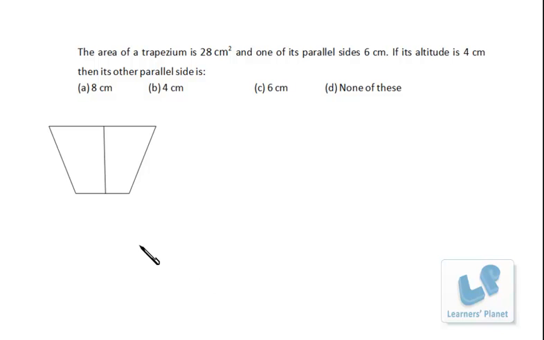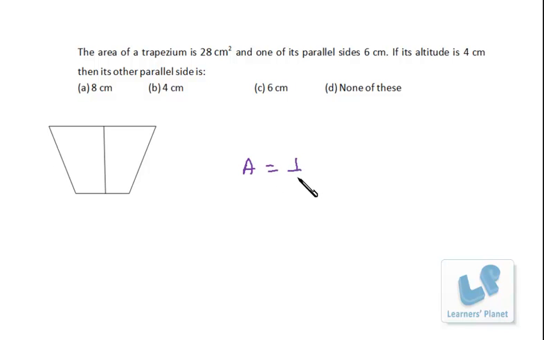Now, this is a question based on trapezium. The area of a trapezium is 28 centimeter square and one of its parallel sides is 6 centimeter. If its altitude is 4 centimeter, then we have to find out the length of the other parallel side. Now, we have discussed the formula for area of trapezium.